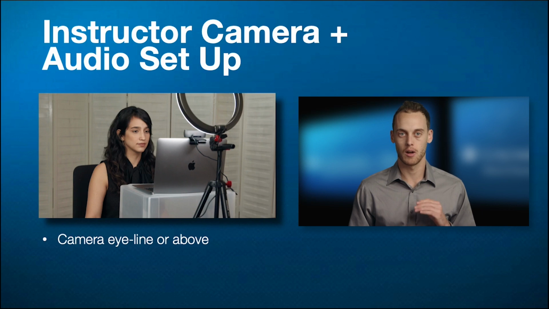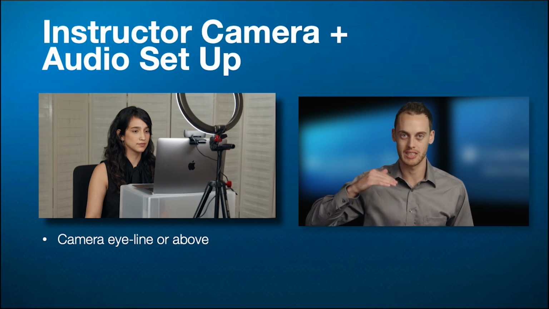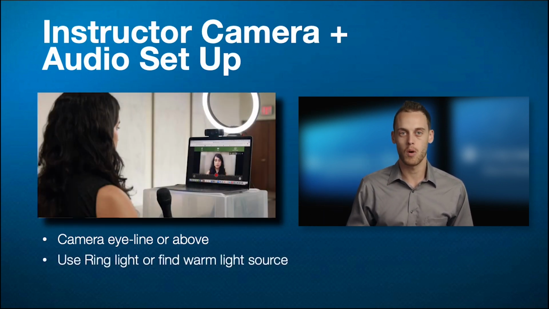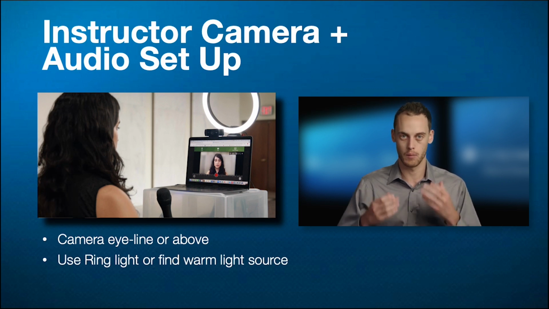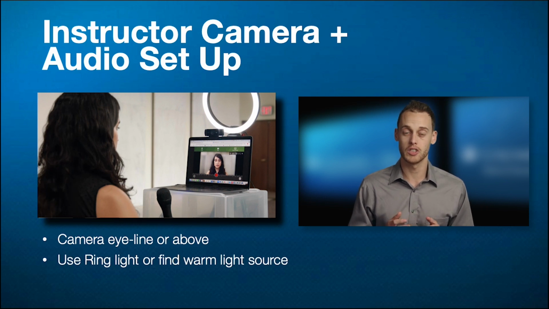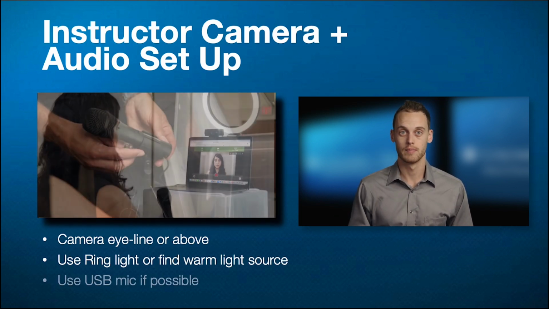First, we're going to use our webcam or whatever camera we're going to use and make sure that it's set at our eye line or above. Nobody wants to be seen below the chin for good reason. After that, we might want to install a ring light or find a warm light source and make sure that we're getting our face lit as well as possible. If you're using a ring light, you might want to install it above the webcam and above your face as well, so it's coming down at your face.